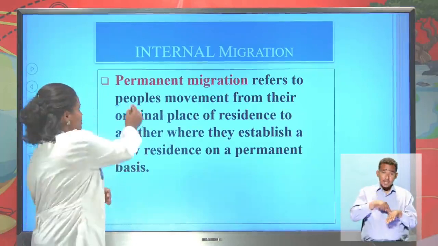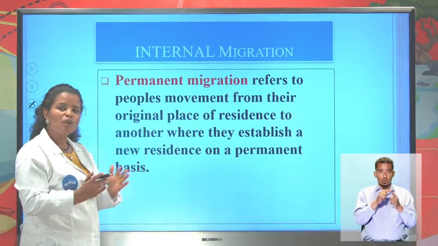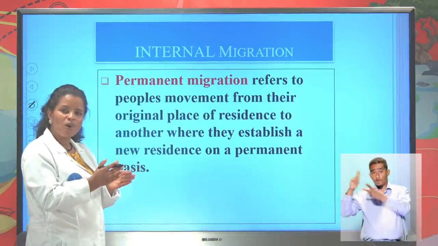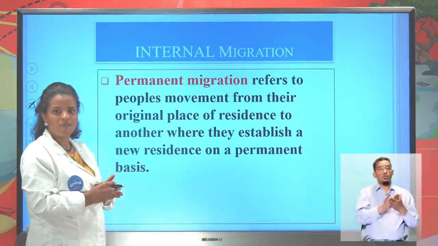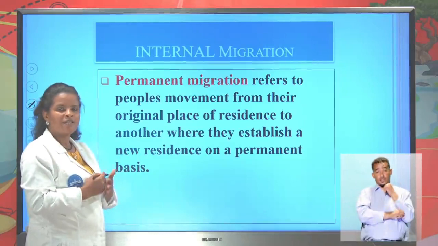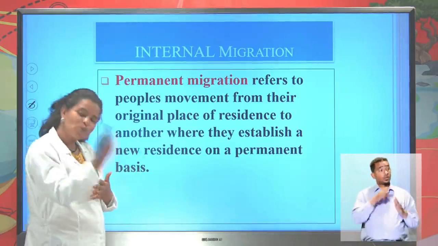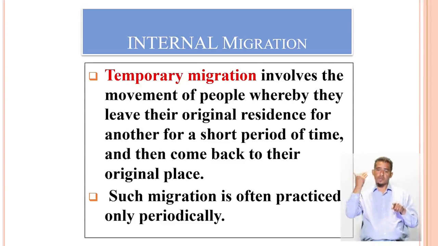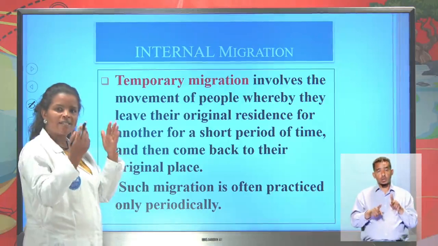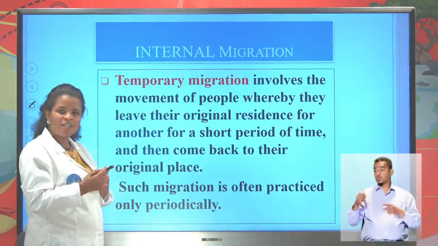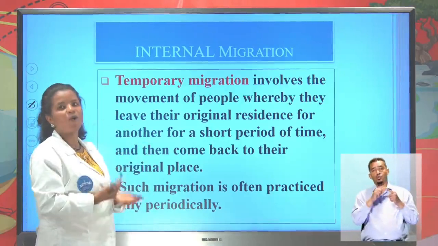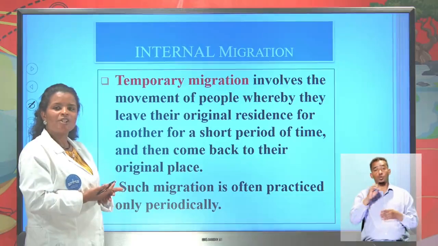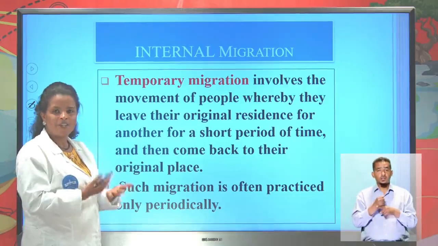Permanent migration refers to people's movement from their original place of residence to another where they establish a new residence on a permanent basis. This means they do not return to their origin. Temporary migration involves the movement of people whereby they leave their original residence for another for a short period of time. This means they return to the origin. So such migration is often practiced periodically.